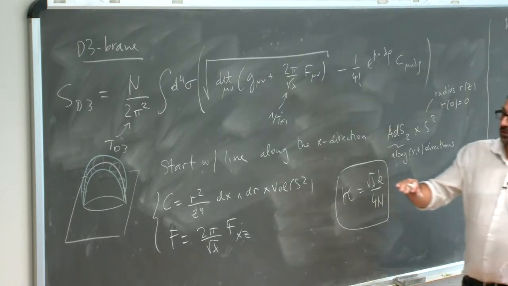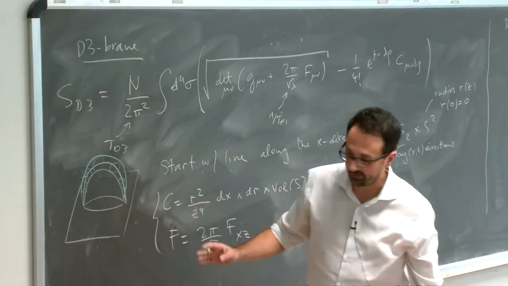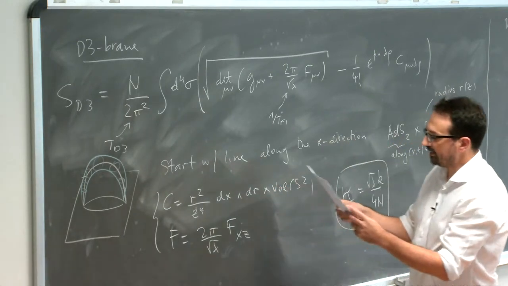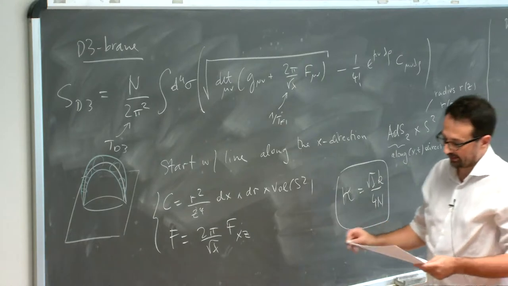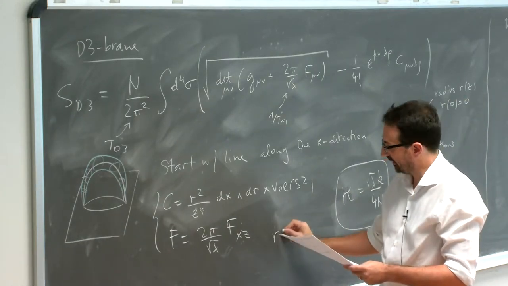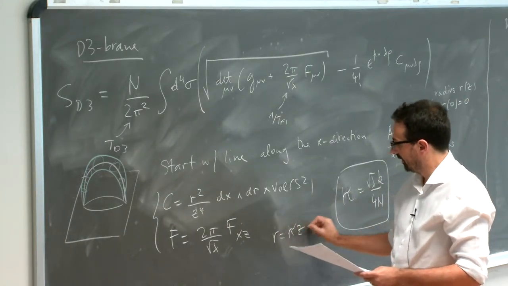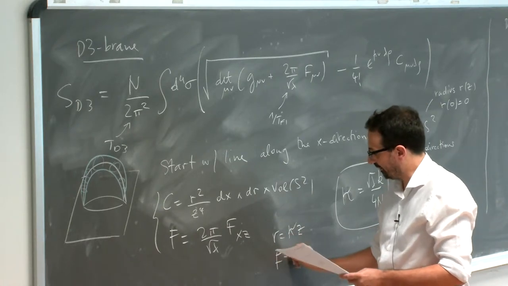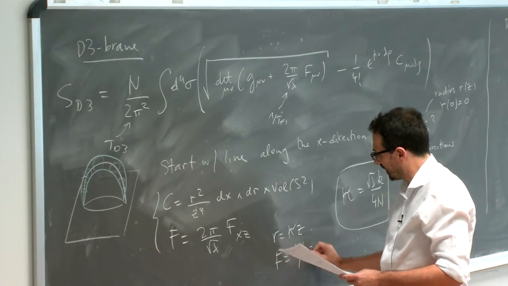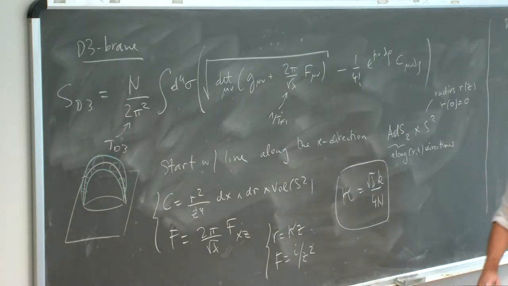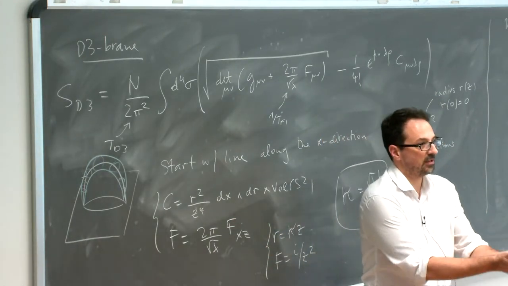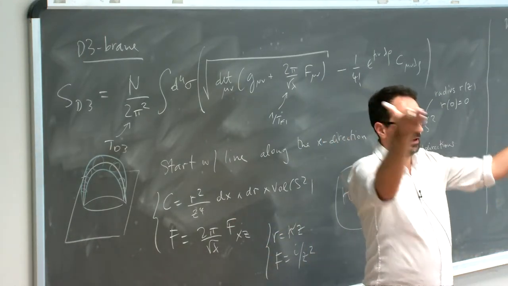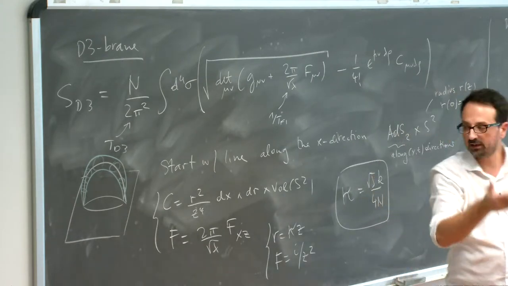So you first find the straight line. The straight line is simple. Essentially, the solution for the straight line is r equal to kappa times z, and F is equal to i over z squared. So this is the solution for the line. It's very simple. You see it's a line with a sphere with a radius that grows linearly in the bulk.